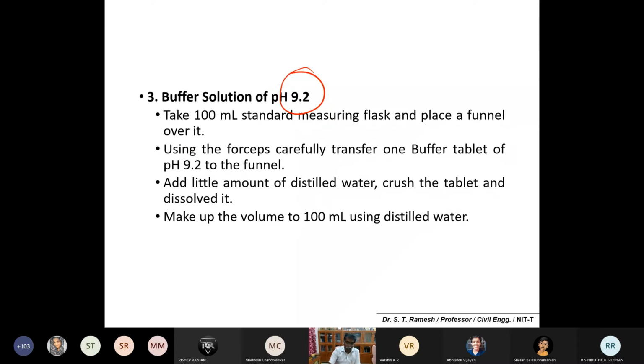Third one, 9.2. Okay, so what do you do? You repeat the same procedure, only the tablet is now 9.2. Make up to 100 ml, and that will represent the pH value of 9.2.